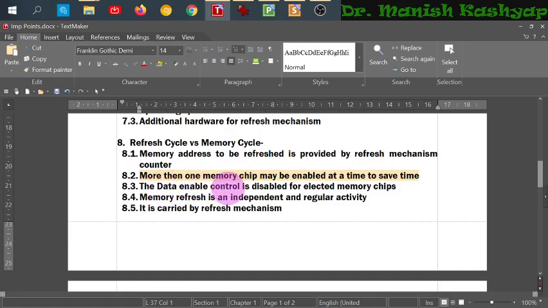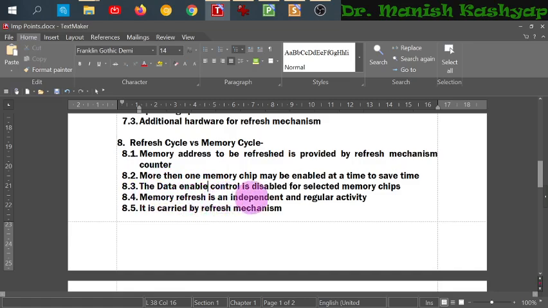The data enable control is disabled for the selected memory chips. If you have selected two or three memory chips for refreshing, you should disable their data enable control, because if all of them had their data controls enabled, your data bus would have data coming from multiple memory chips at once, which is a situation it would not be able to handle. So the data enable control should be disabled.